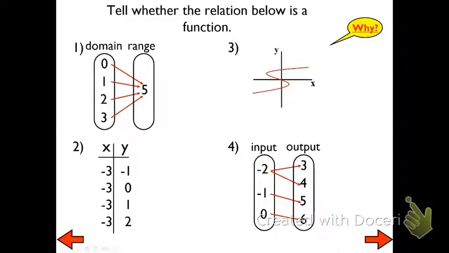Okay, now we have some more examples, and 3 of them are either a table or mapping. So the first one, if x is 0, y is 5, x is 1, y is 5, x is 2, y is 5, x is 3, y is 5. This is a function. Why is this one a function?